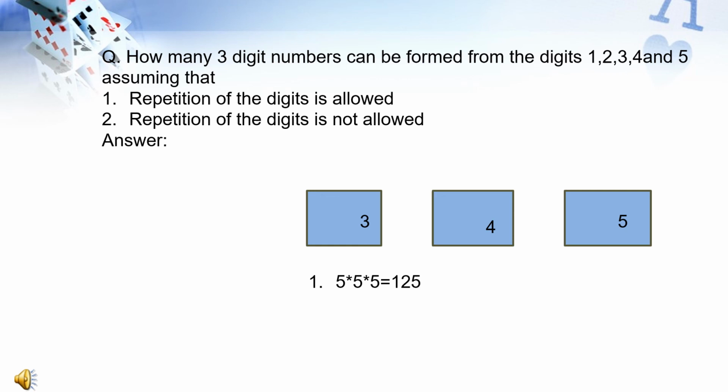Now after filling the ones place and tens place, to fill the hundreds place there will be only 3 numbers left. So in all, the total number of ways will be 5 into 4 into 3. That means we can form this 3-digit number in 60 ways if the given condition is that repetition of the digit is not allowed.